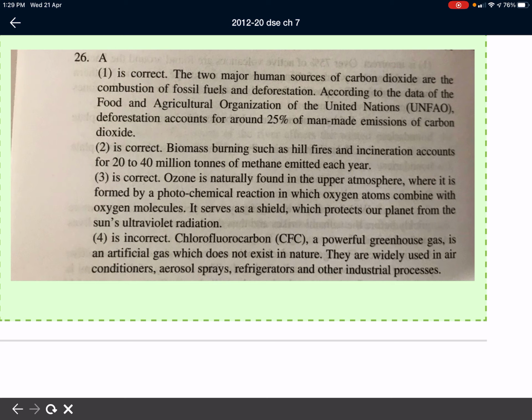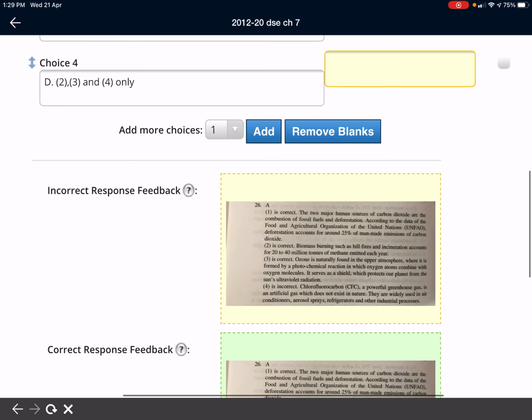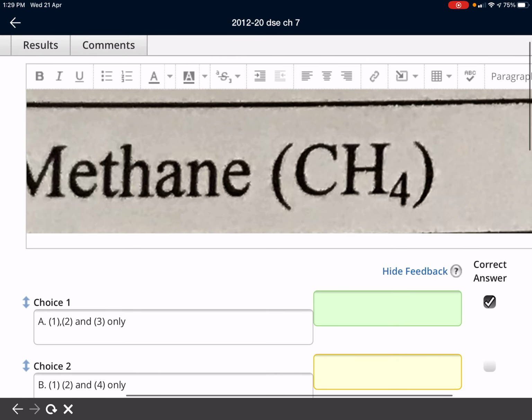by the incomplete combustion. Okay, ozone can also be found in the upper atmosphere, and it is formed by the photochemical reaction with oxygen atoms combined with oxygen molecules, which is O combined with O2. Okay. And then it can protect our planet from the sun's ultraviolet radiation. And number 4 is not correct.